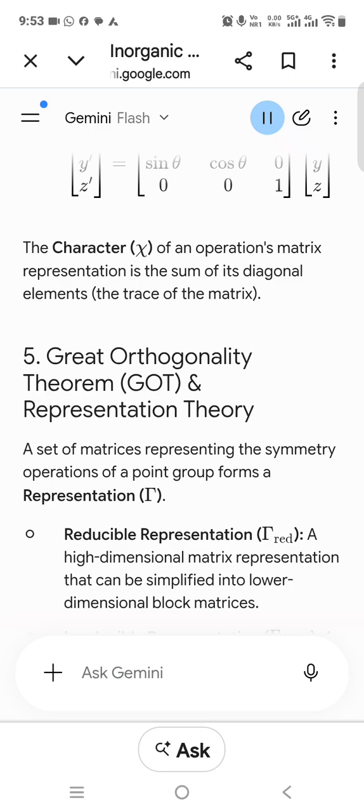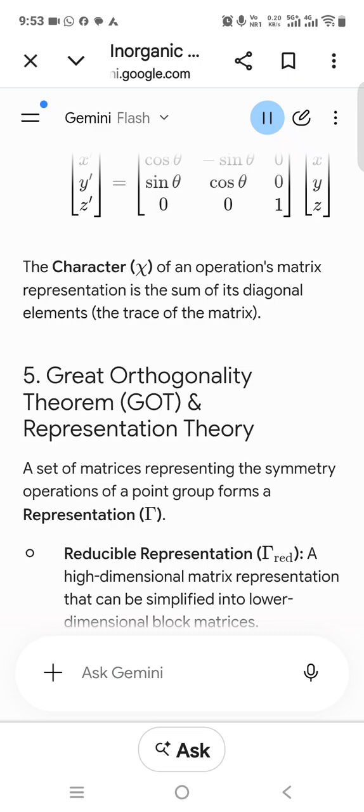Statement of the great orthogonality theorem, GOT, where h equals the order of the point group. l_i, l_j equal the dimensions of the ith and jth irreducible representations. Γ_i(R)*_mn equals the element in the mth row and nth column of the matrix for operation R. Delta equals the Kronecker delta, δ_ij equals 1 if i equals j, else 0.